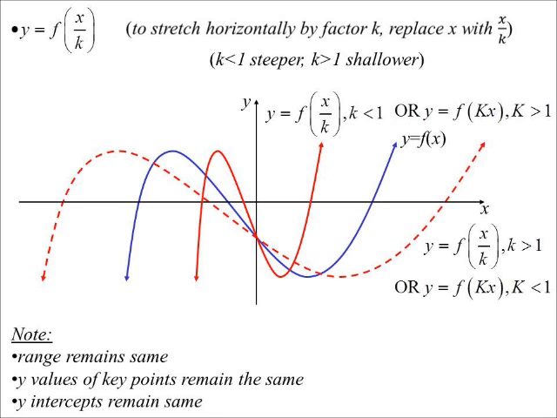So in this case, the range shouldn't be affected because all we're doing is stretching horizontally. So the y values of the key points will remain the same, but now the x values would change. So in this one, the y-intercepts would stay the same, but the x-intercepts will change.